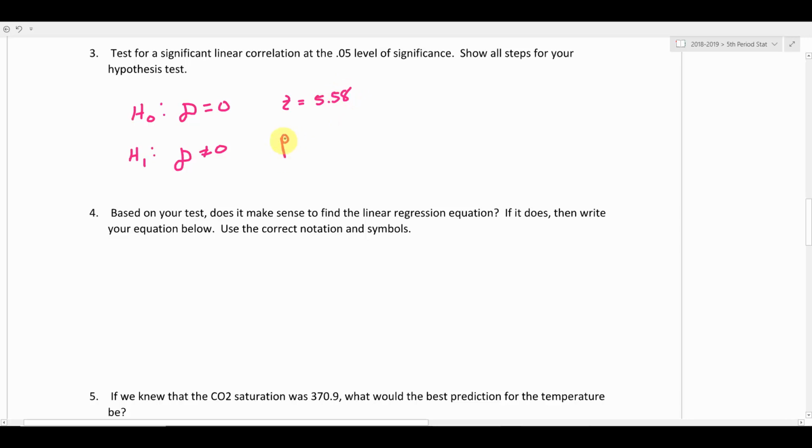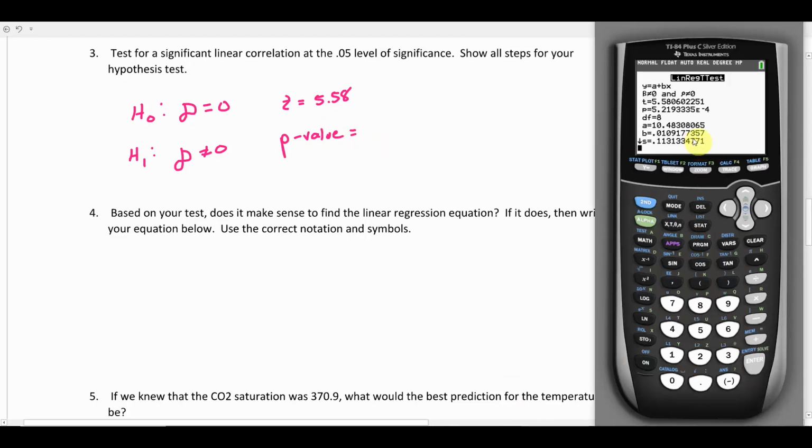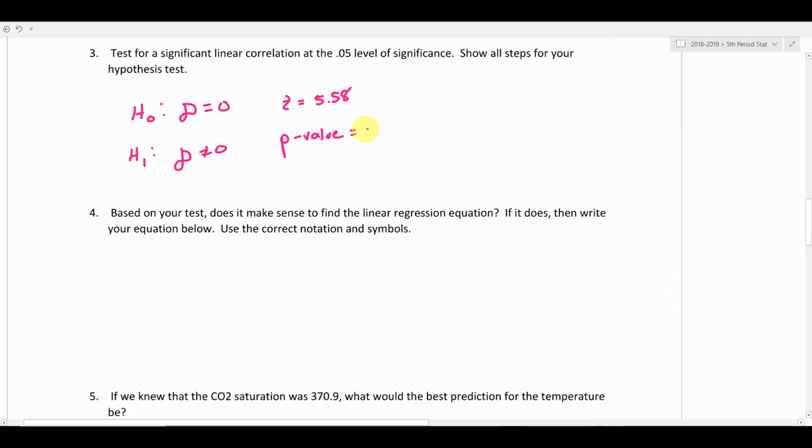And then I want you to grab the p-value. So the p-value is the other thing that we need. And if you look at this, it's going to be 5.21 e negative 4. So we'll just say 0 plus.